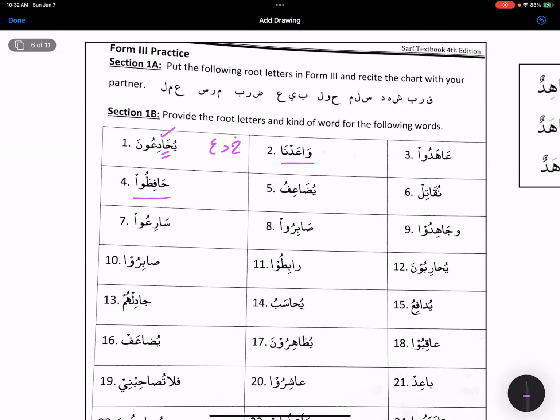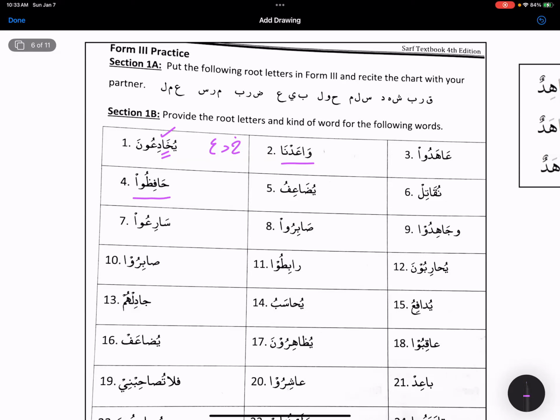Okay, now next one, hafizu. Teacher, I can. Yeah, go ahead. Fe'l madi mabni, fa'iluhu hum, family 3, jahada. Ha fa za, guard. Hafizu, they guarded, right? They protected. Yeah, very good, mashallah.